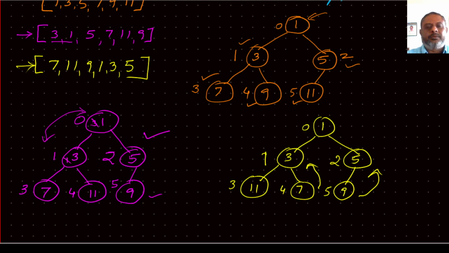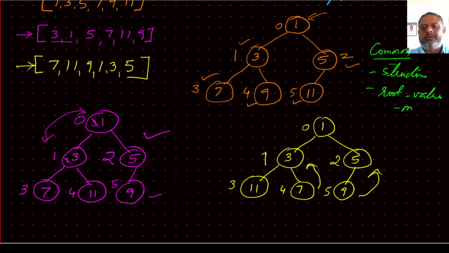Then you can find many different possible heaps. So one thing is common in all: the structure, how it looks. So you can just see the structure. And the second thing is the root value. Whatever be the structure, on the root we have one only. So that is our minimum of the list is always at the root.